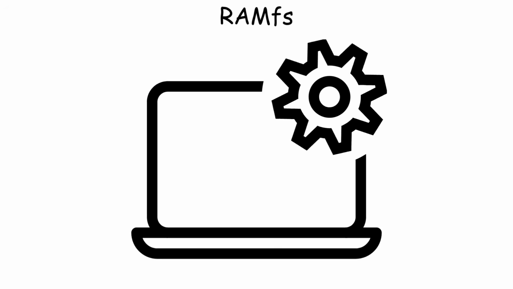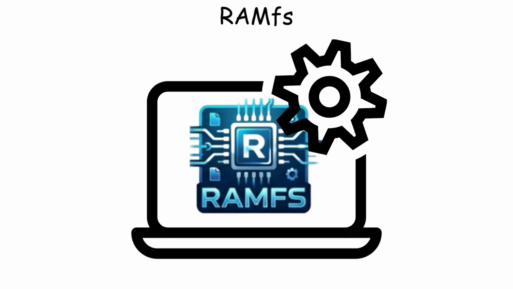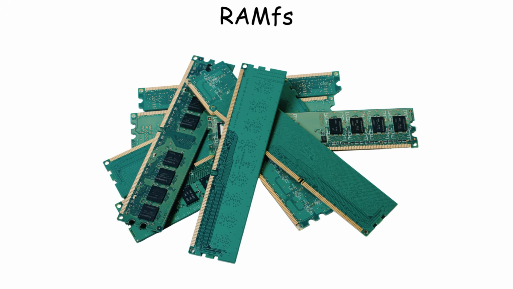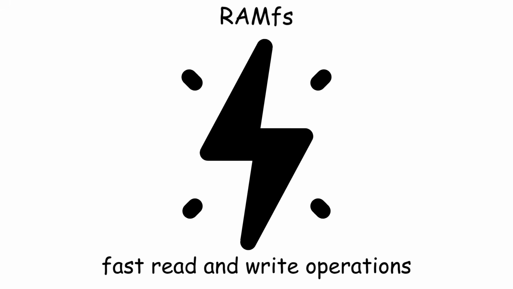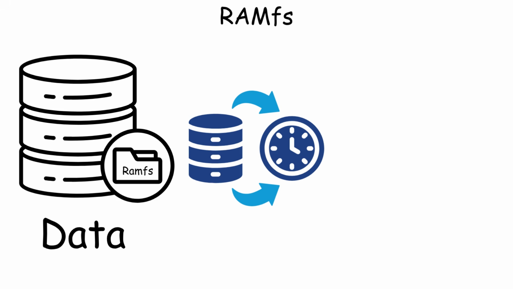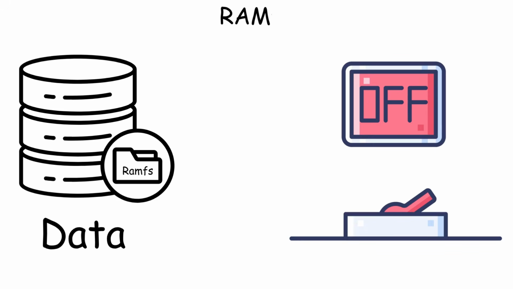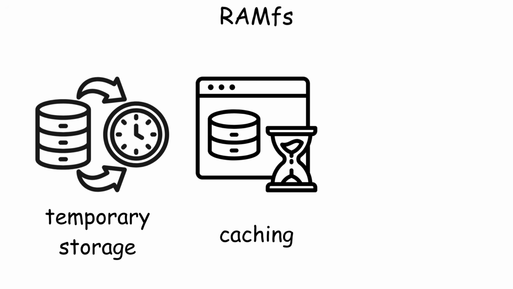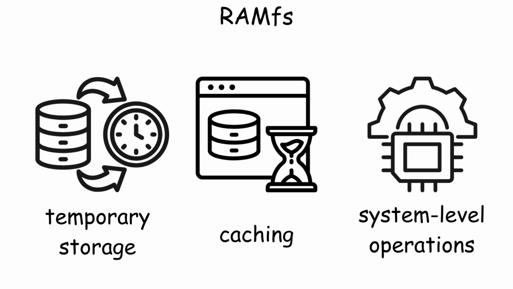Another specialized file system is RAMfs. RAMfs is a memory-based file system that stores data entirely in RAM, allowing extremely fast read and write operations. However, all data stored in RAMfs is temporary and is lost when the system is powered off. It is typically used for temporary storage, caching, or system-level operations where speed is critical.